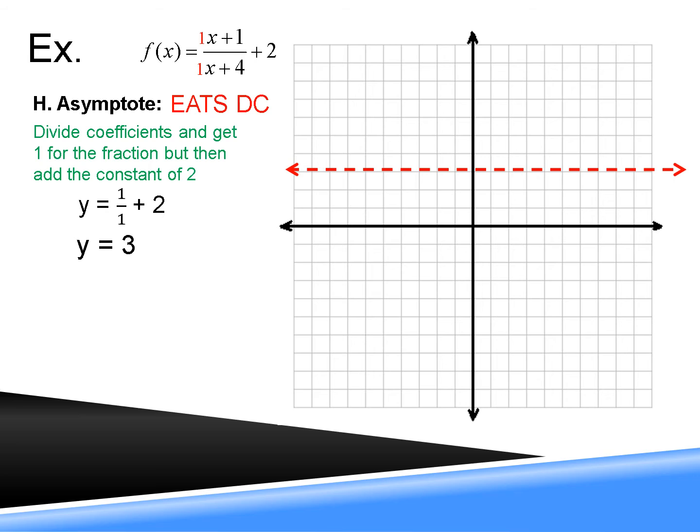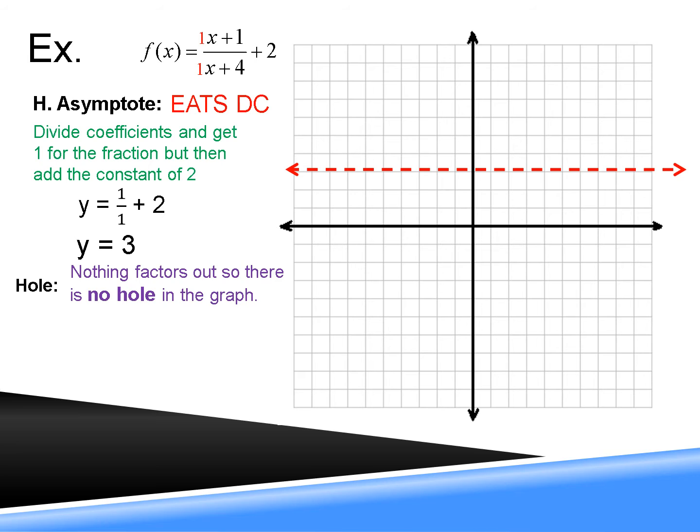Is anything going to cancel out? Well, x plus 1 is as simplified as it gets, and x plus 4 is as simplified as it gets. There's no common factor to cross out, so there is no hole because nothing factors out and there's nothing that will cancel.